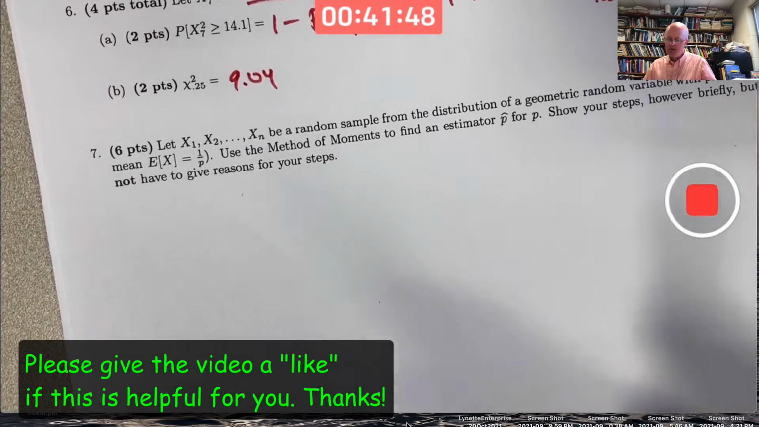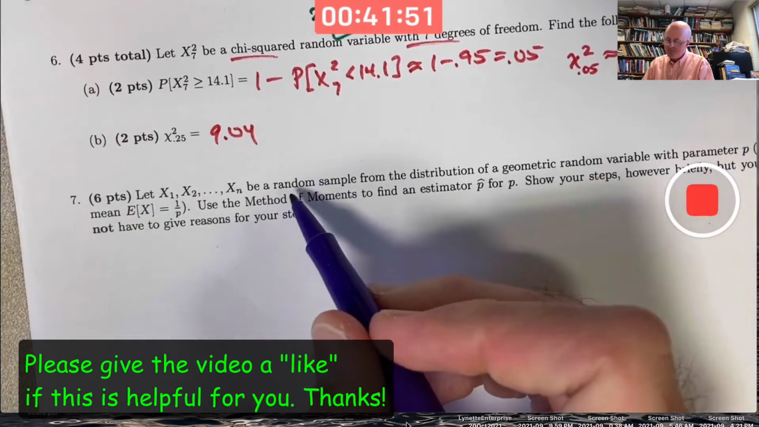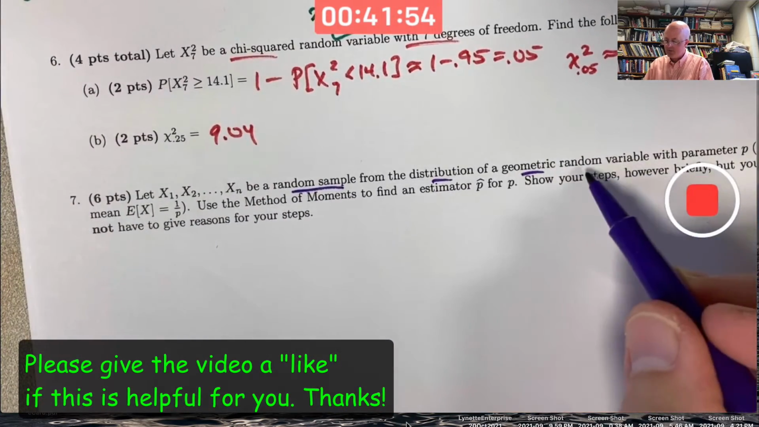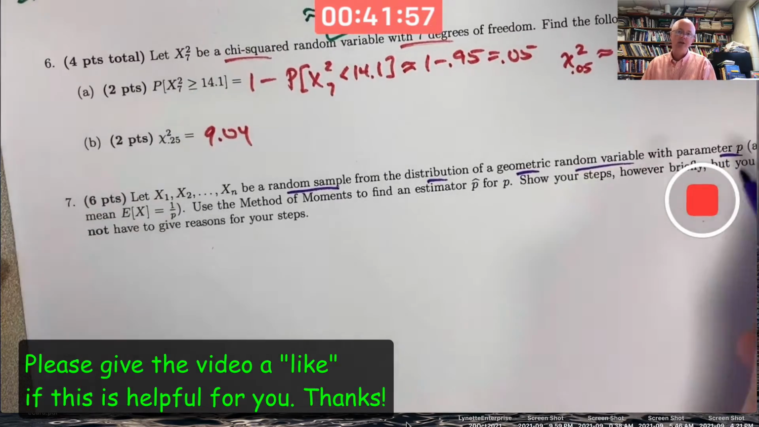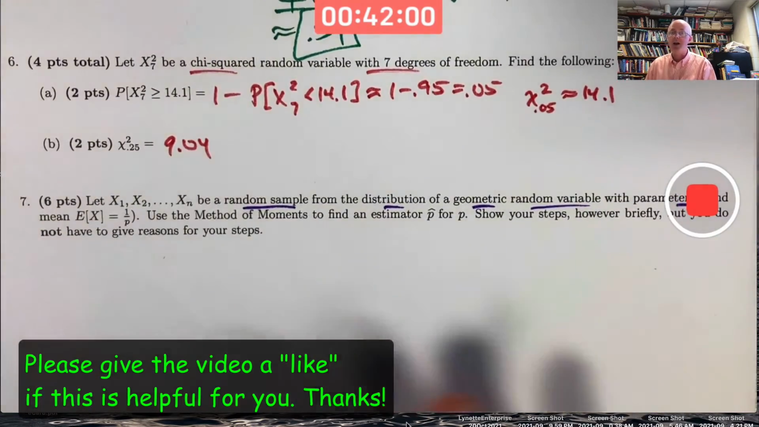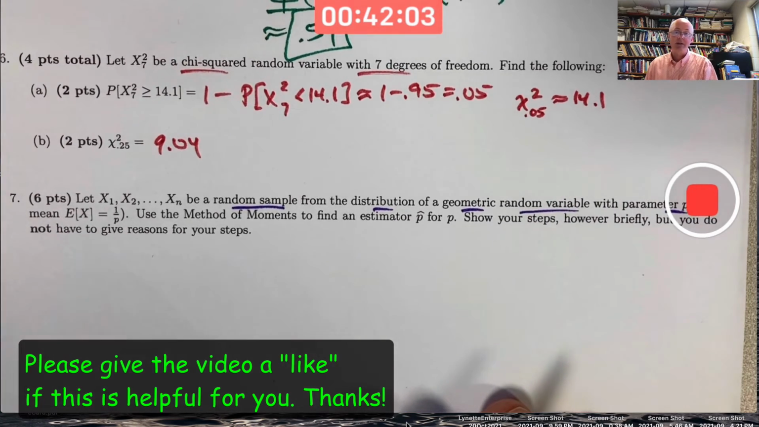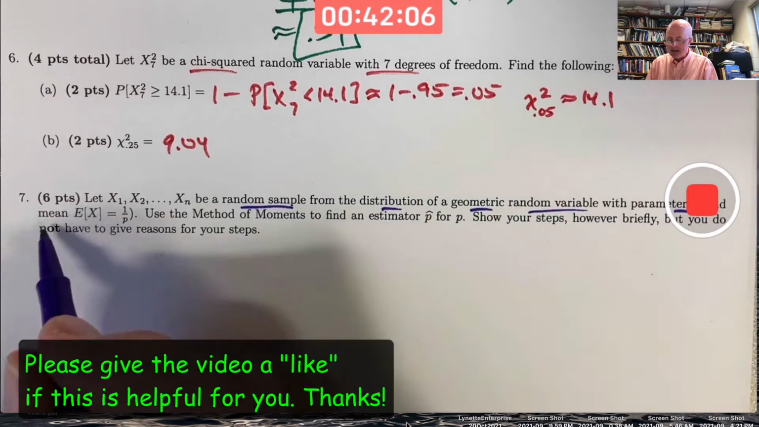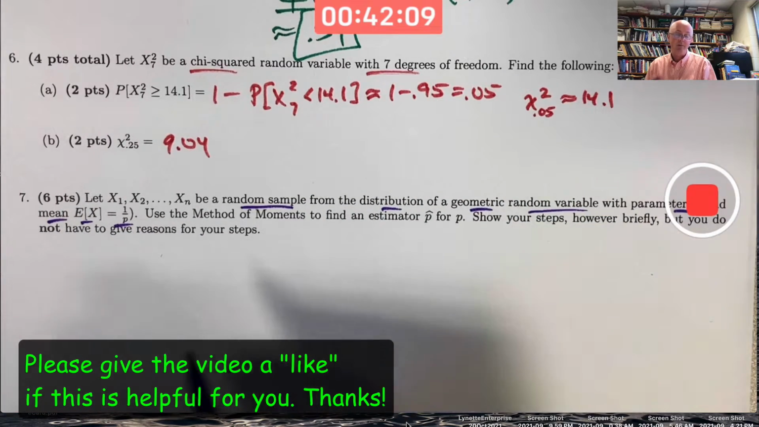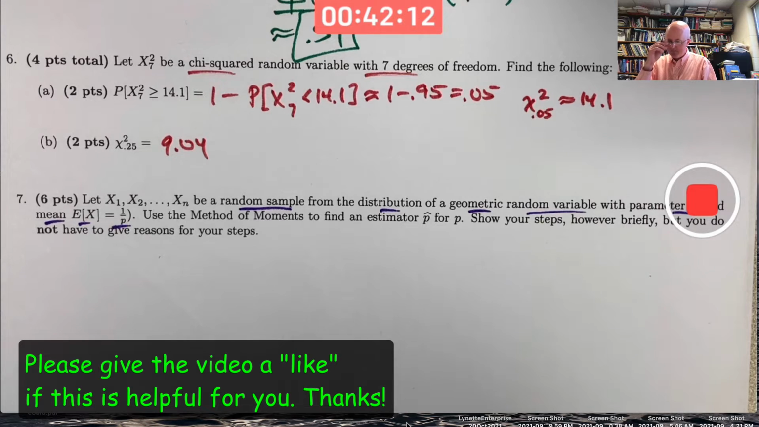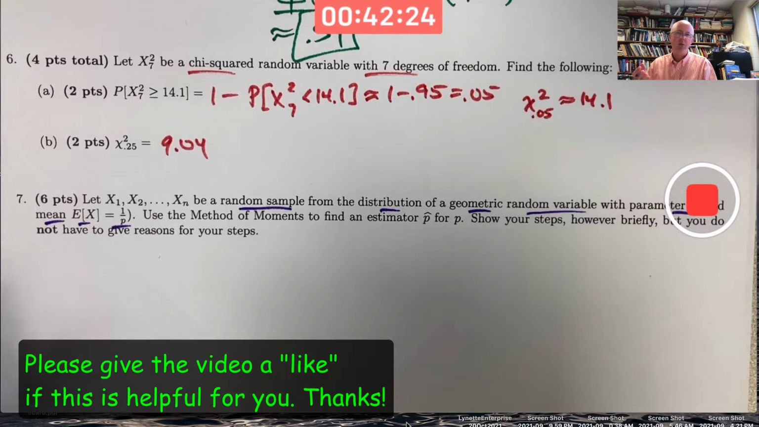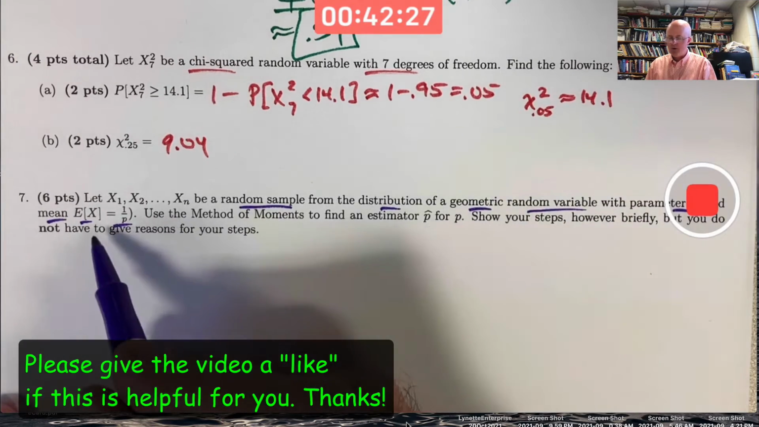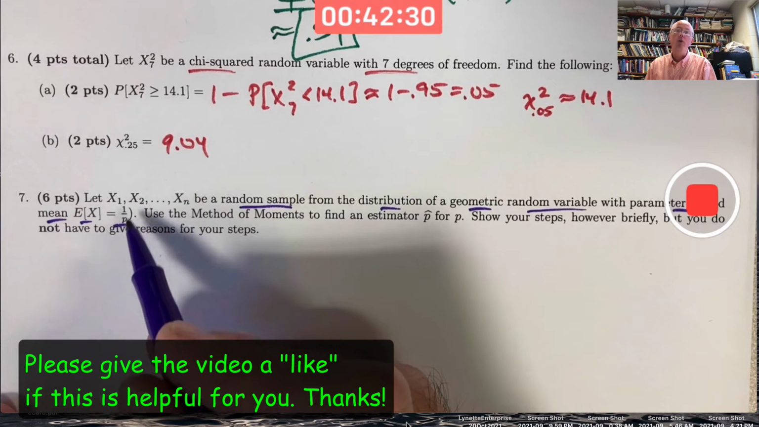Theoretical kind of problem. Let x1 through xn be a random sample from a distribution that's a geometric random variable with parameter p. Geometric is a discrete random variable that counts the number of trials until the first success, where p is the probability of success on each trial. Its mean, its expected value, is 1 over p. Say you're rolling a die and you're trying to get a 1. You've got a 1 in 6 probability of getting a 1 on any given roll. Therefore, the mean number of rolls until the first success is going to be 1 over 1/6, which is 6.